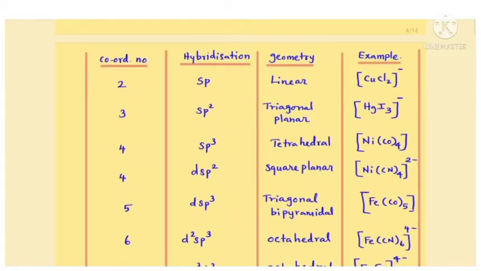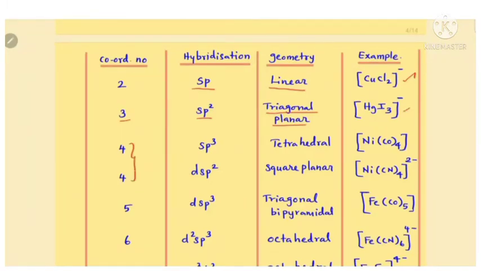In a complex, if the coordination number of the central metal ion is 2, that follows sp hybridization, and the geometry of the complex will be linear. I have given one example for each type. CuCl2 with minus charge is an example for a complex with coordination number 2, which follows sp hybridization with linear geometry. Similarly, if the coordination number of the complex is 3, it follows sp2 hybridization, the geometry is trigonal planar, and this is an example for that.